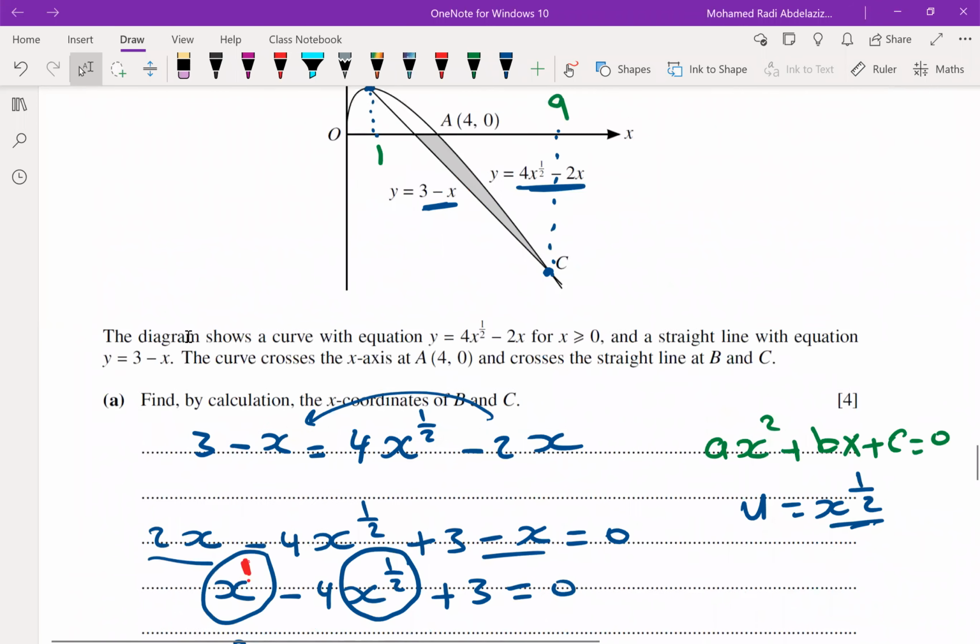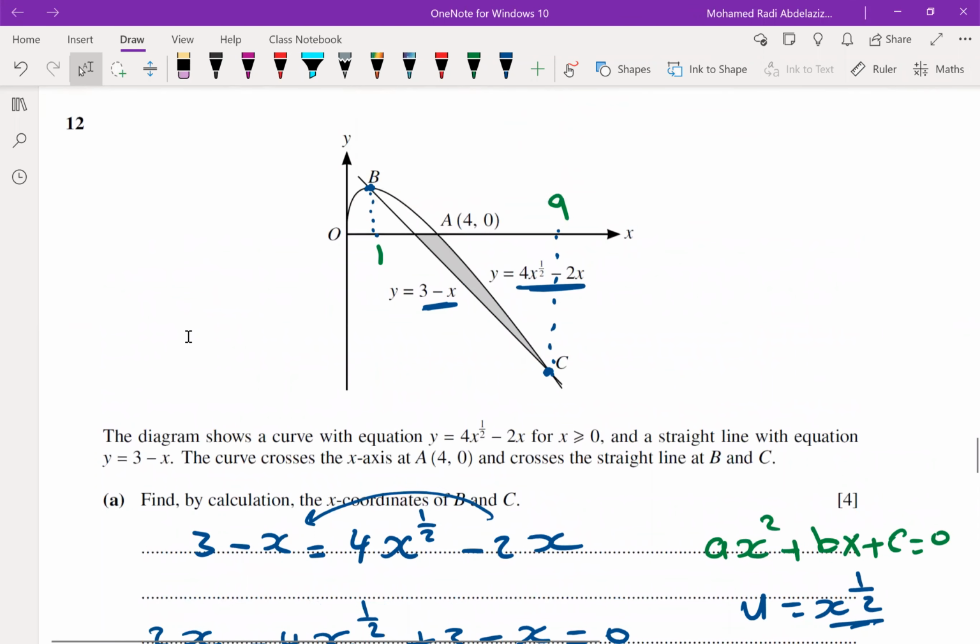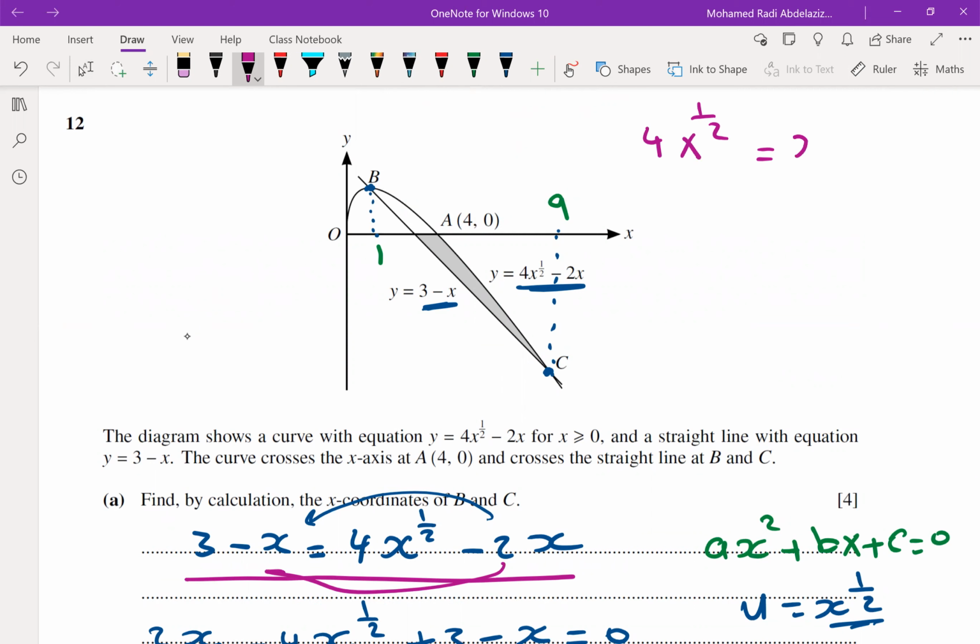Also, you can solve this equation in another way from this step. You can keep 4x to the power of half in one term, like this: 4x to the power of half is equal to, by moving negative 2x to the other side, x plus 3. Then start to square both sides. You will get a quadratic equation and solve it.